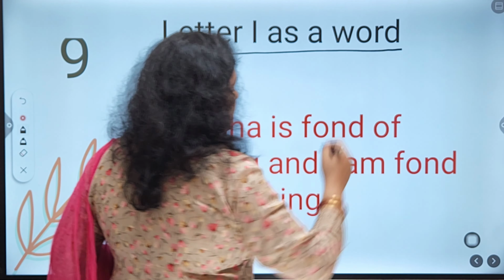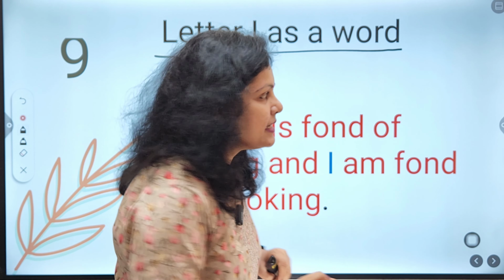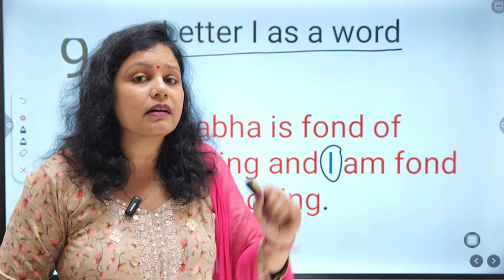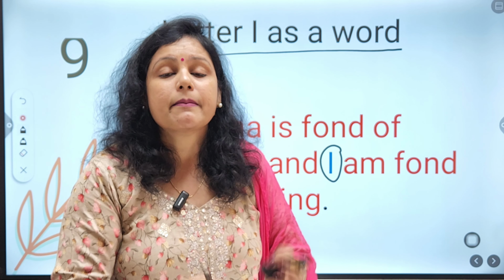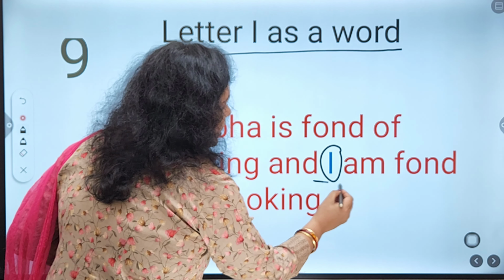The I as a word. Now you are taking a text in which the letter I is not acting as a letter, but it is acting as a word. So you might be knowing that whenever we have the letter I, which denotes me, then it acts as a word, not as a letter. So I here, if you can see, is not used as a letter, but it is used to denote somebody, the first person, right? Me, it is denoting me.